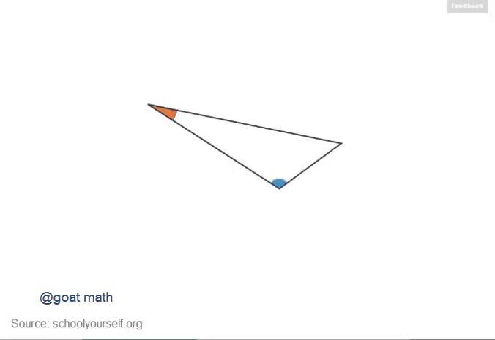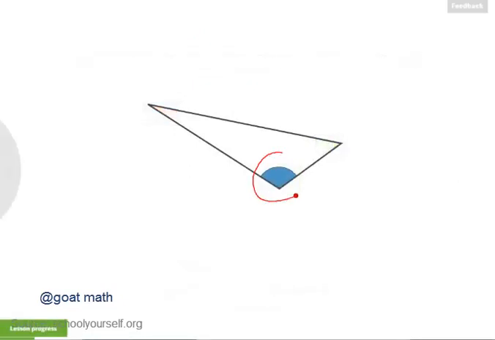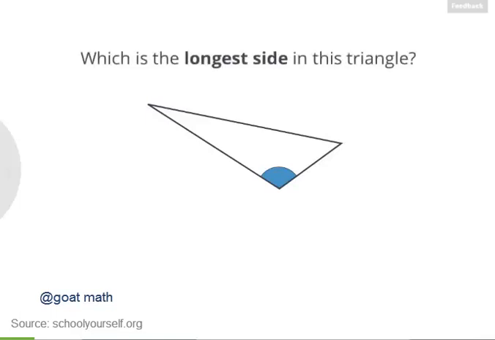Here's a triangle, and let's color its 3 angles. First off, which is the largest angle in this triangle? Exactly, this blue angle down here is the largest of the 3. Next, which of this triangle's 3 sides is the longest? Well done, so it's this side up here. So the longest side is opposite from the largest angle.